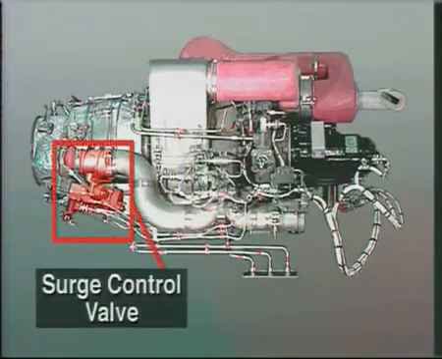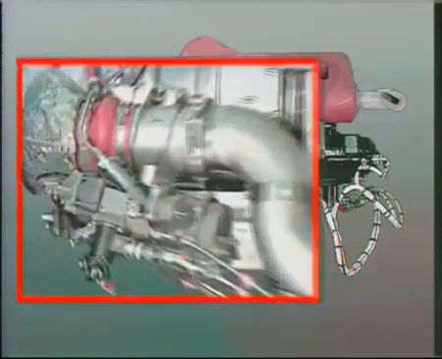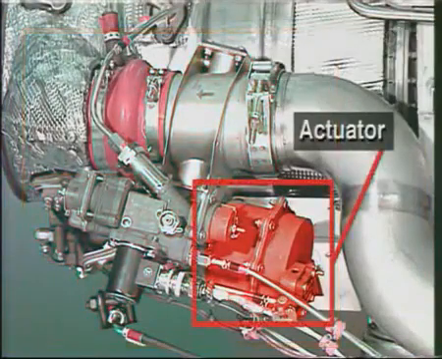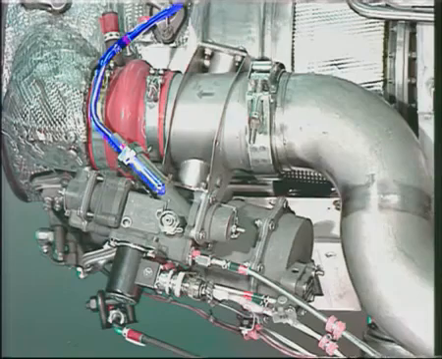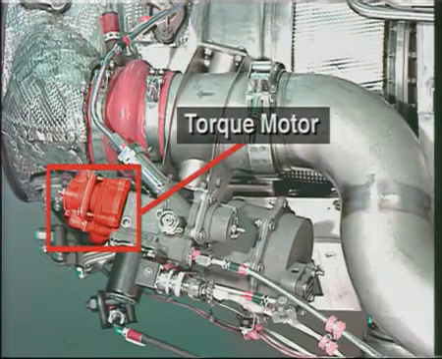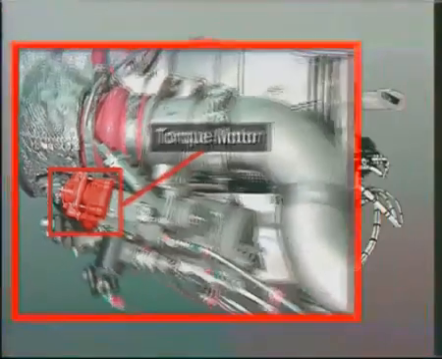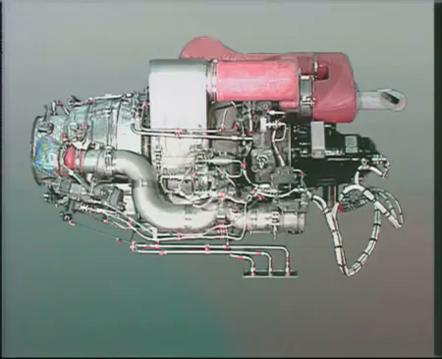The load compressor discharge airflow is controlled by the surge control valve and the bleed load valve. The surge control valve is installed on the rear of the bleed air manifold. The surge control valve is operated by an actuator which uses high pressure air from the power section compressor. The actuator is controlled by a torque motor, which is controlled by the electronic control box. The surge control valve opens during the APU shutdown cycle and vents the unused air to the APU exhaust.